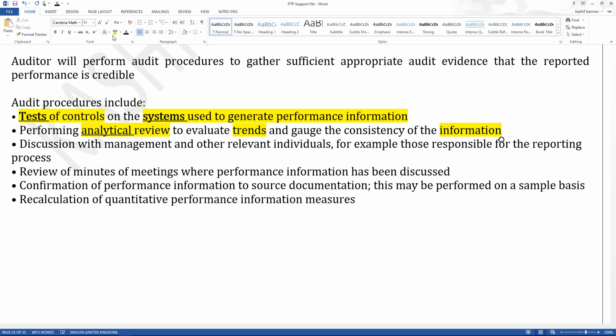Okay, good. So analytical procedures can be used in context. Next, discussion with management. Now we know discussion is a very common procedure. You can use it anywhere. You are discussing with management or any relevant individual responsible for the reporting process. There might be lots of things which you need to discuss with management, right? You need to discuss with management any problems you had in performance information. So discussion itself is a procedure.